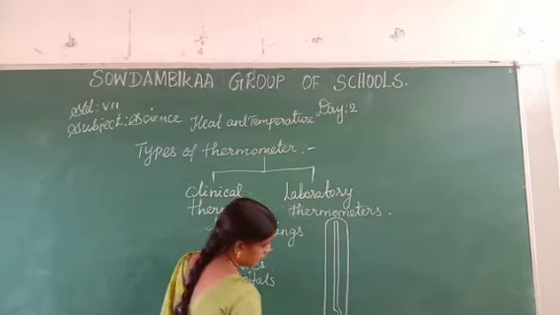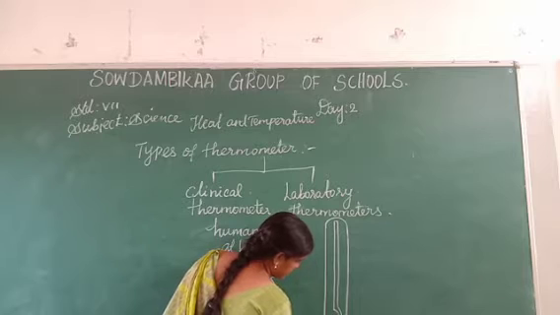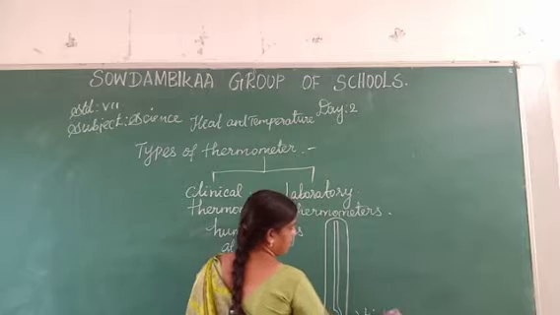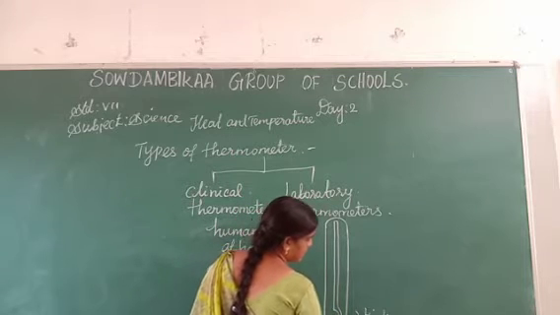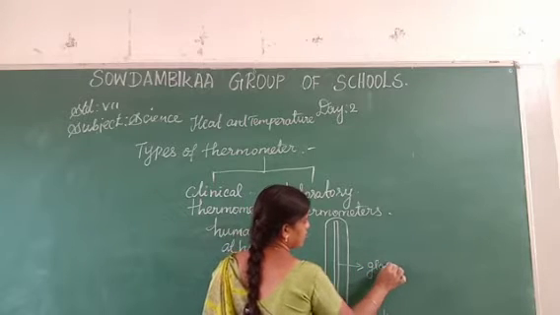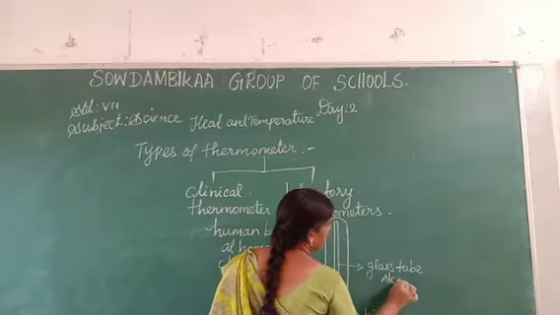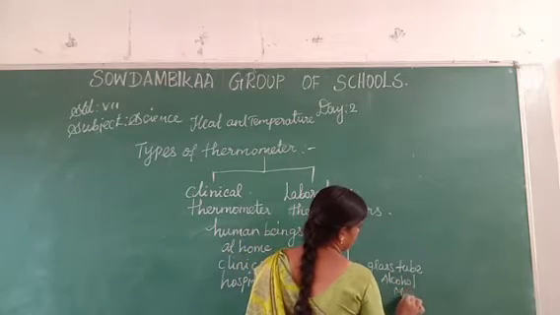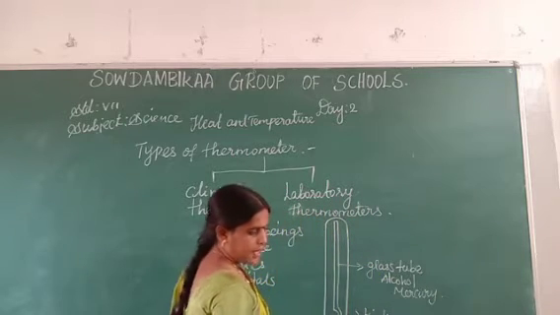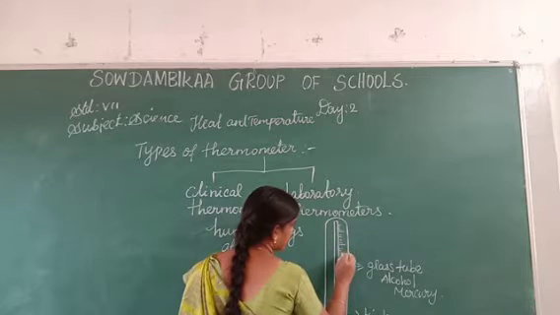Listen. This is the ink. This is the bulb. This is the glass tube. The glass tube is filled with alcohol or mercury. Okay. On this side, some graduations are there.